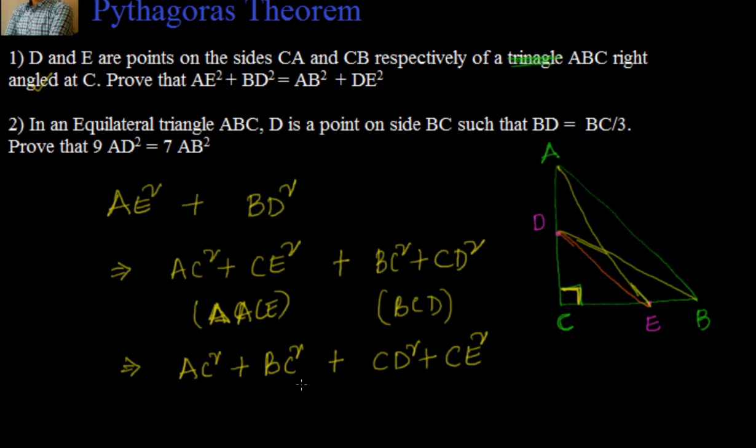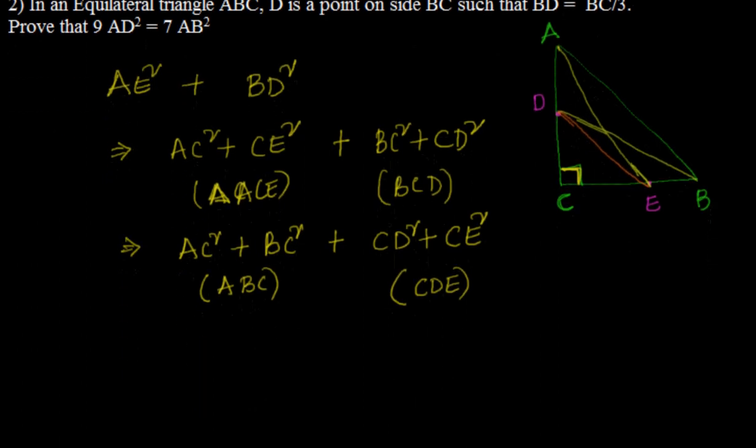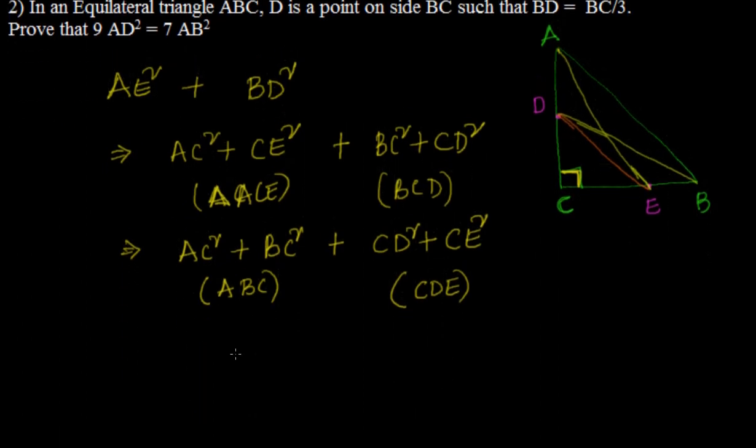Let us see what happens now. AC square plus BC square is equal to AB square, as these are part of triangle ABC, and CD square plus CE square is from triangle CDE. So what we are basically doing is rearranging them in such a way that we can find the hypotenuse. AC square plus BC square is equal to AB square, and CD square plus CE square is equal to DE square. So that is what we have to prove.